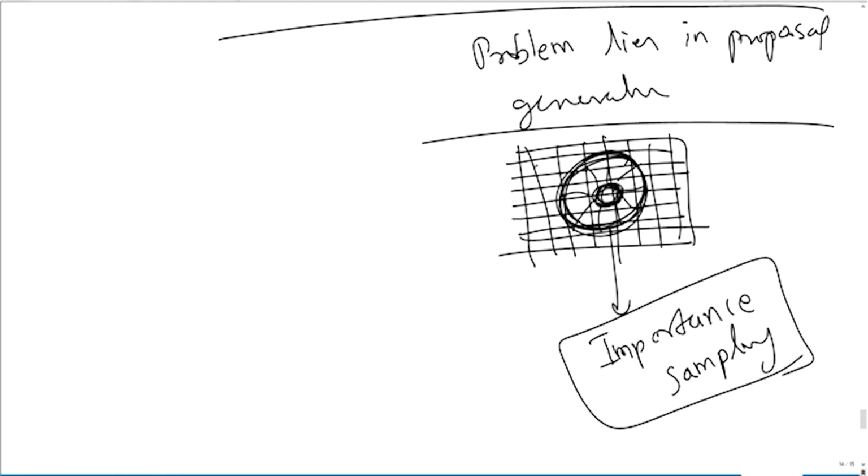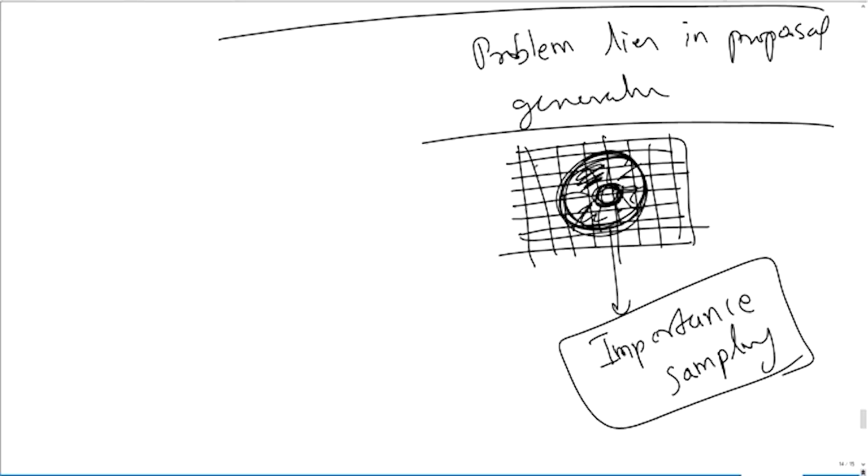Also, even with importance sampling, you will end up throwing away a lot of samples. You will still throw away all the samples in this region, right? So this is also not highly efficient sampling, right? This is still sampling with poor efficiency.